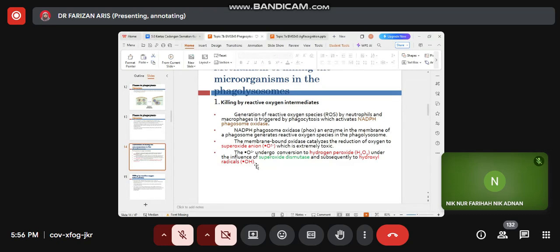Meaning originally, inside the phagosomes, it does not contain the free radicals, because these are very toxic compounds, right? There shouldn't be any cell that carries this toxic compound anywhere in our body, right? Because they are very dangerous. So that's why only because of the initiation of phagocytosis will this free radical be produced.